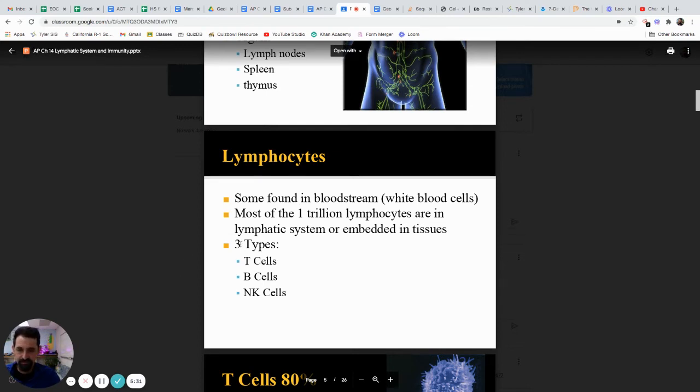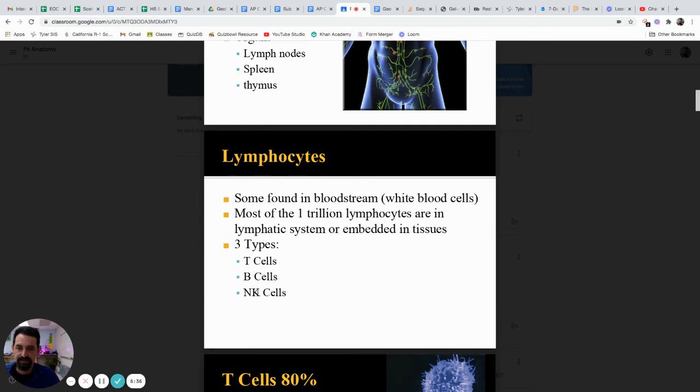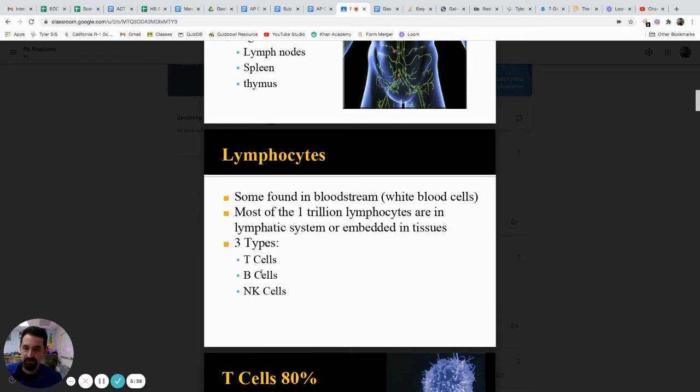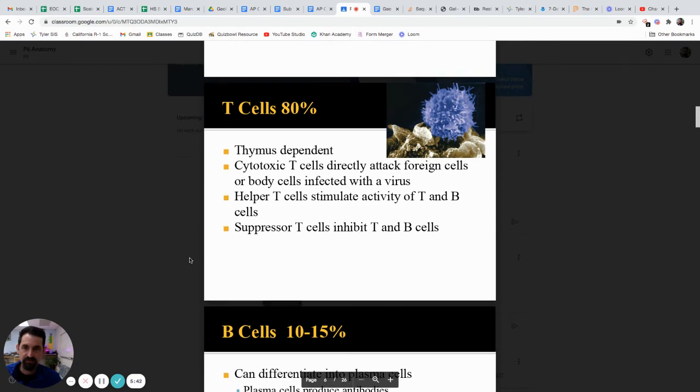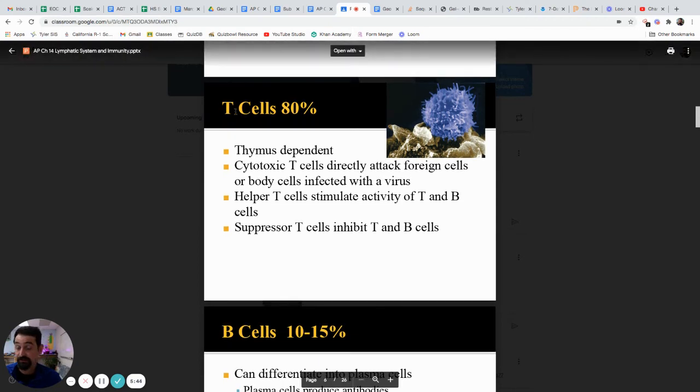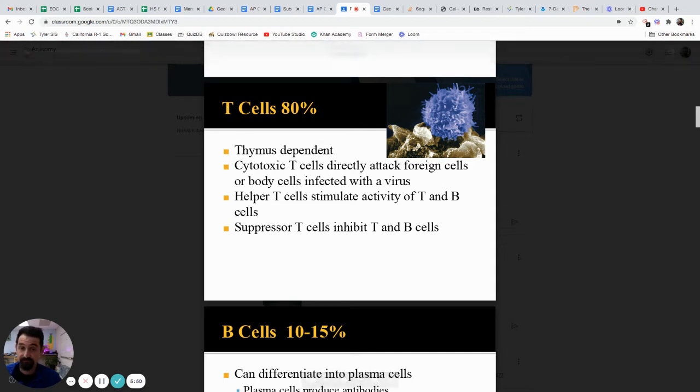Your three main lymphocyte populations are T cells, B cells, and NK cells. And we're going to take a look at each of these types and what they do. So about 80% of your lymphocytes are T cells. They're called T cells because they are formed in the thymus. So the thymus is a small organ.